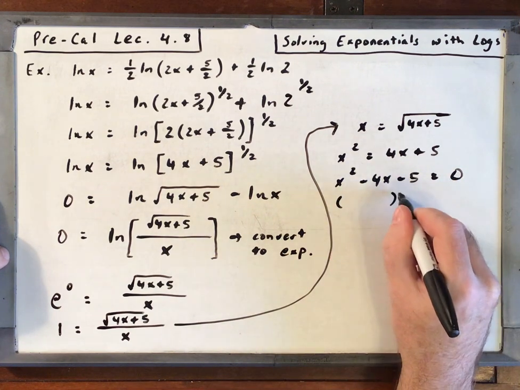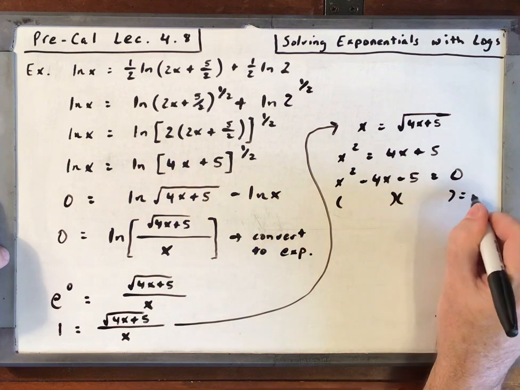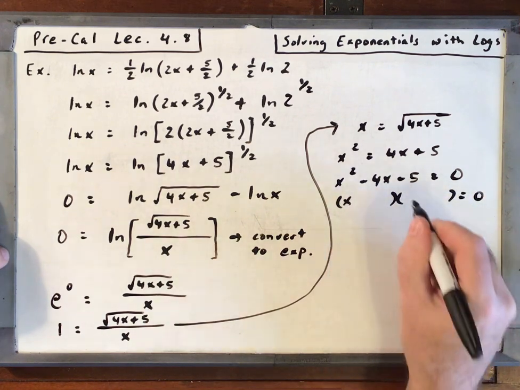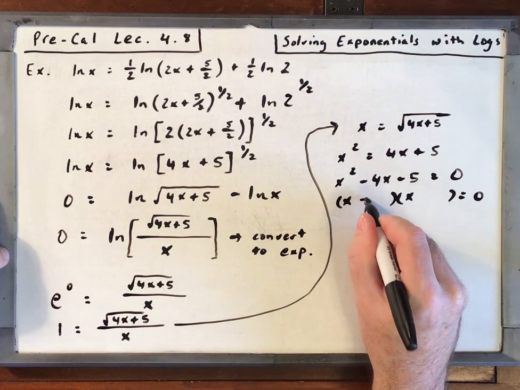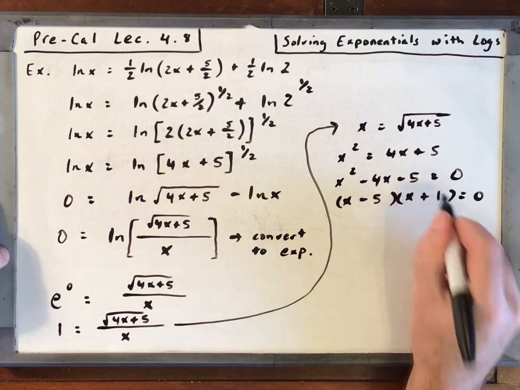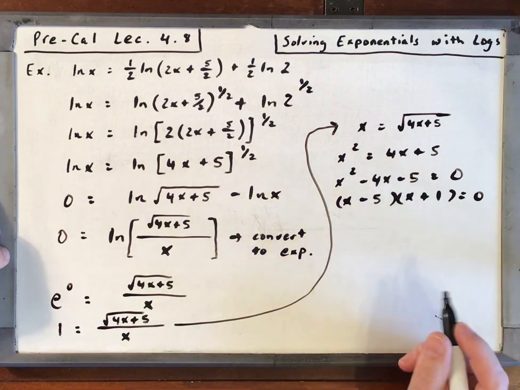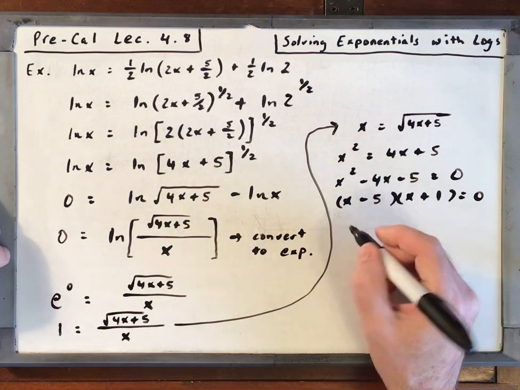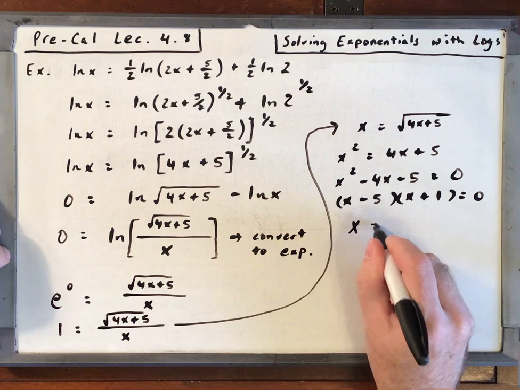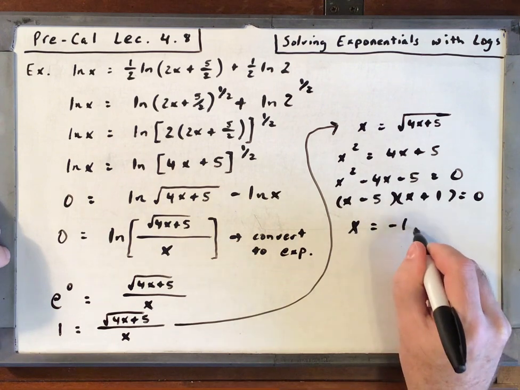Right? Got an x, x. How about minus 5 plus 1? You FOIL that back out. That'll give you this equation. So x is equal to -1 and 5.